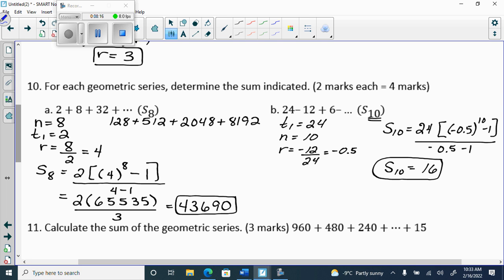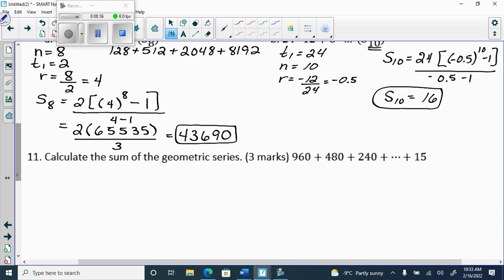Does 16 seem realistic? We have a positive that's a little bit bigger than the next negative, correct? Then a positive which is a little bit bigger than the next negative. So we're going to end up with a positive, just not very big. Which 16 seems real. Okay?